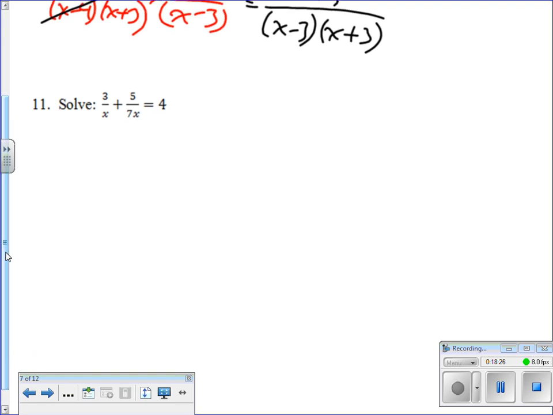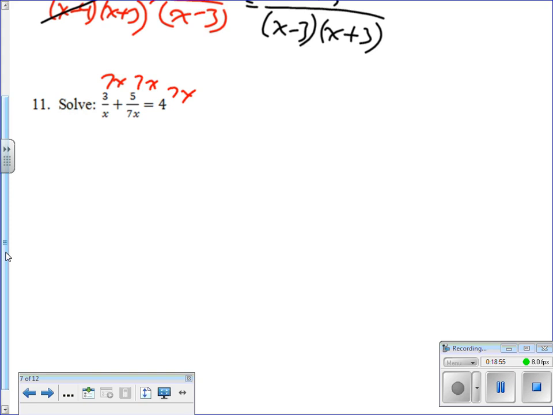Okay. This is a simple one, relatively speaking. You need to get rid of your denominators. You multiply through by the common denominator. In this case, my common denominator is 7x. Because I have to have the x covered, and I have to have the 7x covered. 7x takes care of both of them. So I multiply everything times 7x.